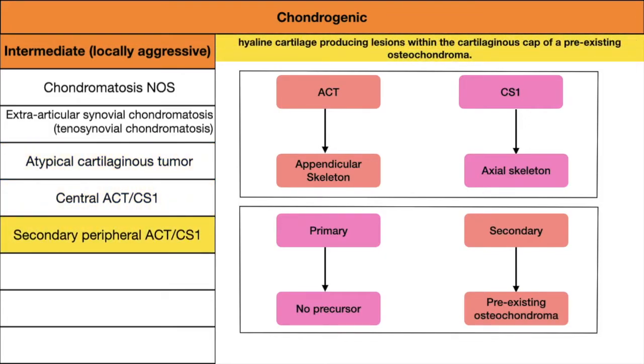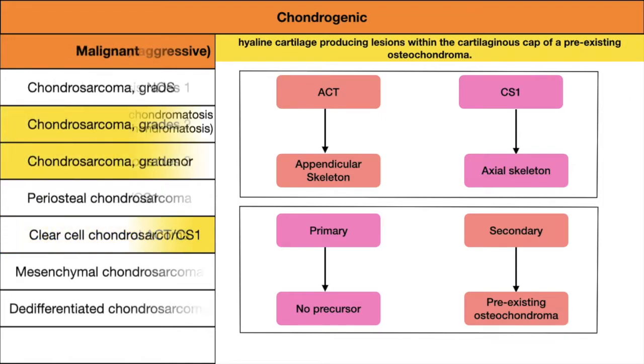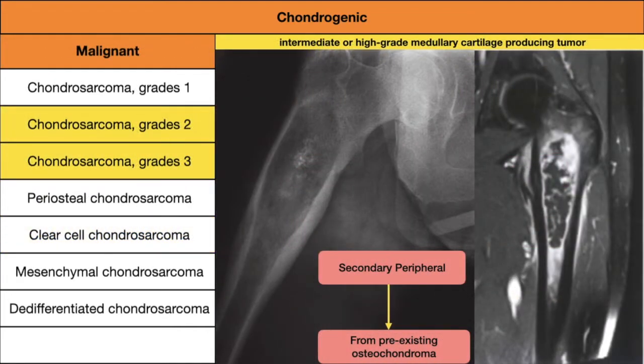Then we have secondary peripheral chondrosarcoma. We have already discussed about it. And then in the malignant category, we have chondrosarcoma grade 2 and grade 3. Again, they can be primary and secondary. Secondary will be mostly from the pre-existing osteochondroma.